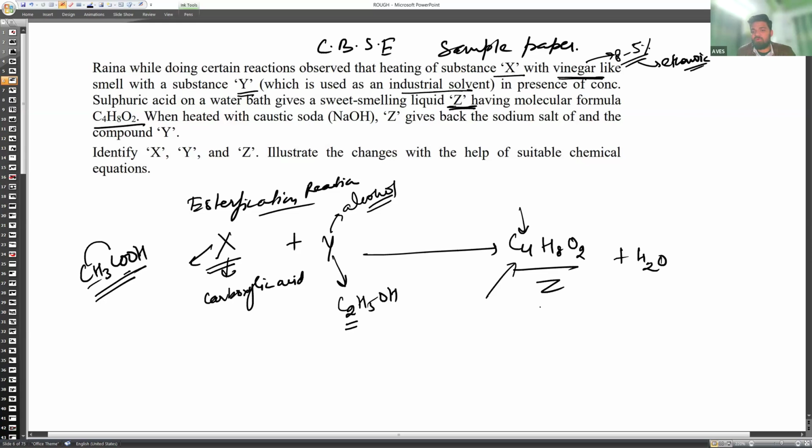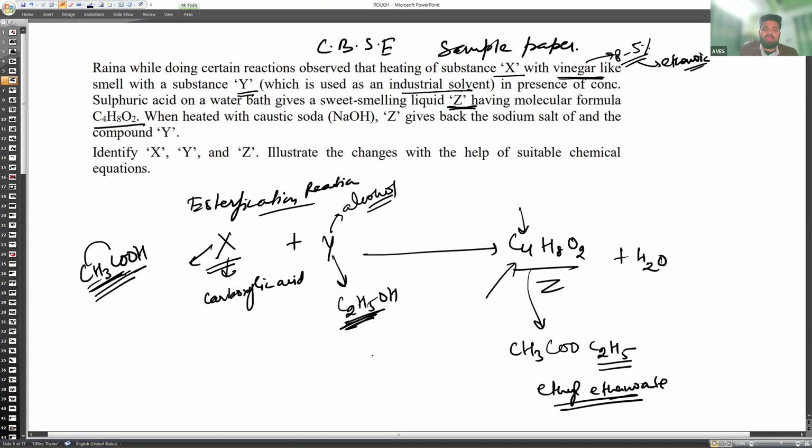So what should be the name of this compound? This is very simple: the 2 carbons will come from this carboxylic acid, ethanoic acid, CH3CO, and the other 2 carbons will come from this C2H5, which is from alcohol. The name of this one will be ethyl ethanoate. This Y alcohol is this one, and Z is ethyl ethanoate.